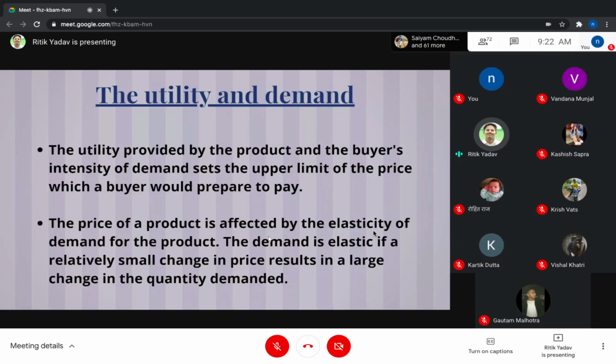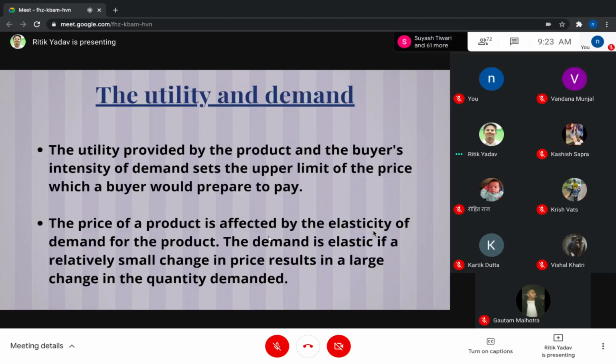The price of a product is affected by the elasticity of demand of the product, and the demand is said to be elastic in this case if there is a relatively small change in the price, and which ultimately results in a large change in the quantity demanded.